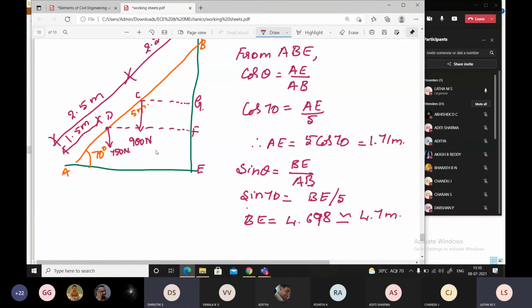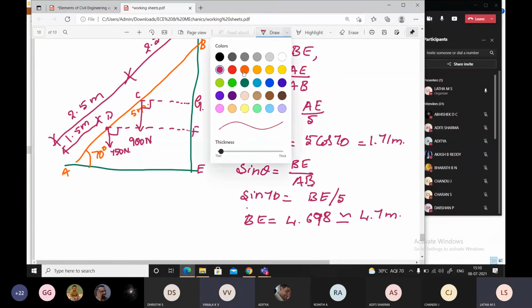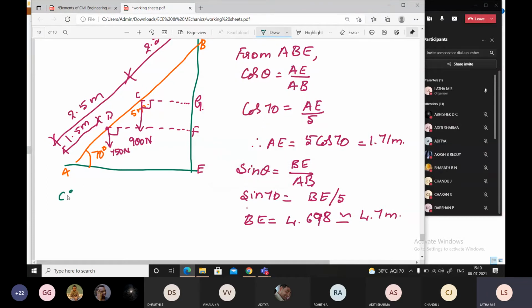What will I calculate? How do I know? See, this is a force. I should take the moment: force into perpendicular distance. This is the perpendicular distance for this 900 Newton. So what am I supposed to calculate now? Which dimension? Either CG or DF. We'll start with CG. CG has to be calculated.